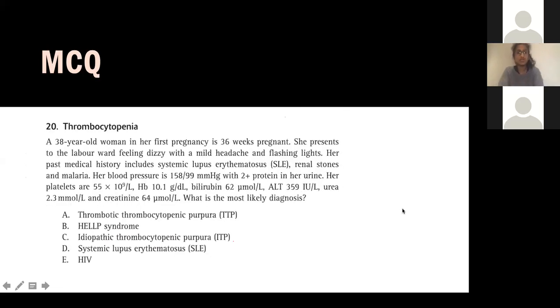Okay, so we're going to go through preeclampsia now quickly in the last 20 minutes. So you've got a 38-year-old woman. She's got headache, flashing lights. She's got a past medical history of SLE, raised blood pressure, 2+ protein in her urine. She's got all of these blood test results. What do we think is the most likely diagnosis? Sorry, I haven't given you the normal blood results. But just have a guess of what she could have.